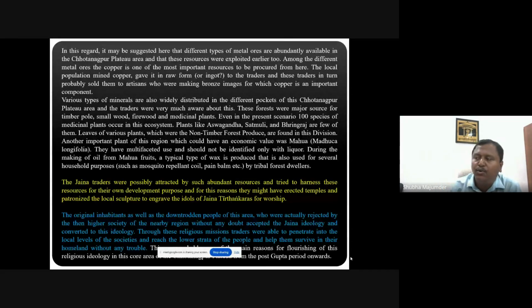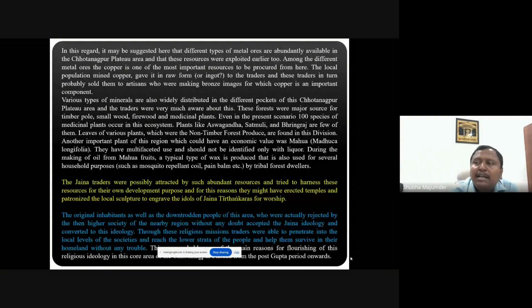Like I have already told, that is why a good number of metal images are found in Chhotanagpur: the raw material is available for the sculptor. And except the metal, there are raw materials of minerals, various types of trees, and medicinal plants also available in this part of the Chhotanagpur Plateau.